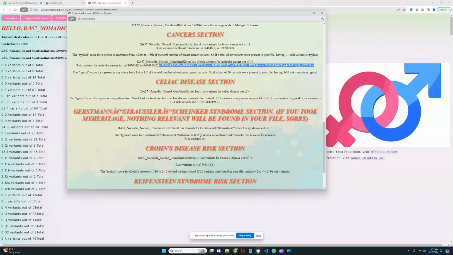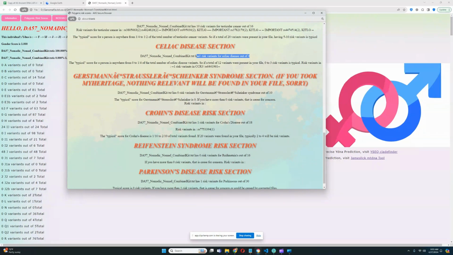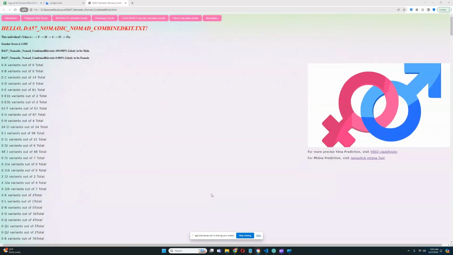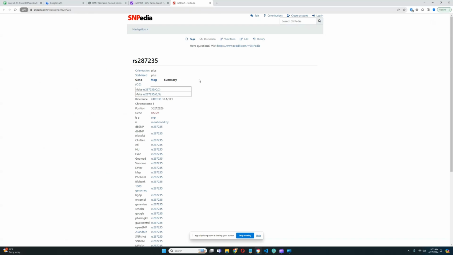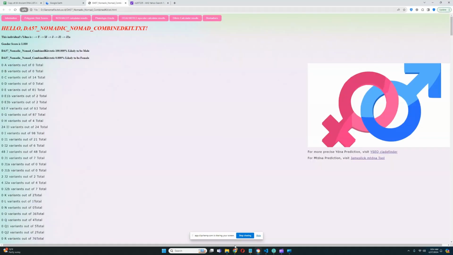For celiac disease, looks like they have one risk variant out of four. Not that big of a deal. For GSS, no risk variants, very good. For Crohn's, one risk variant, not that big of a deal. For Reifenstein's, no risk variants. For Parkinson's, one risk variant out of 30. Let's see, is this a big deal? One risk variant here. Is this a big deal? Let's find out. No, it's not. Okay. We're good.